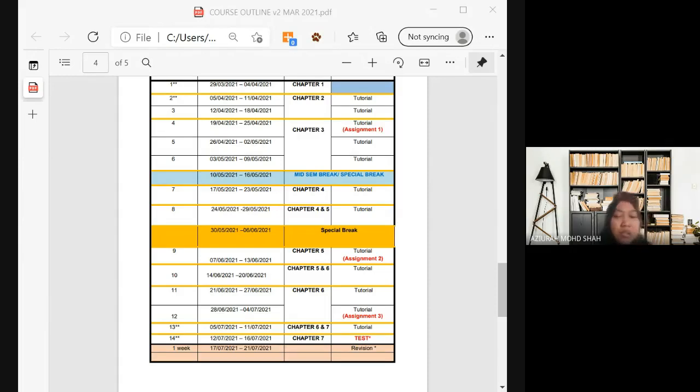Saya punya pen drive ni dia ada problem sikit. Ada lagi soalan tak?